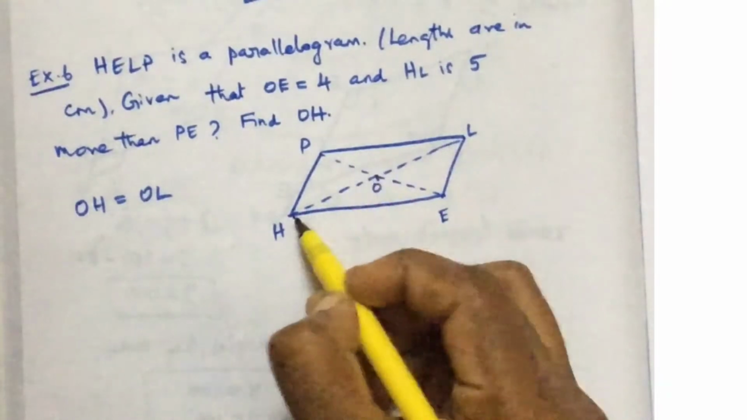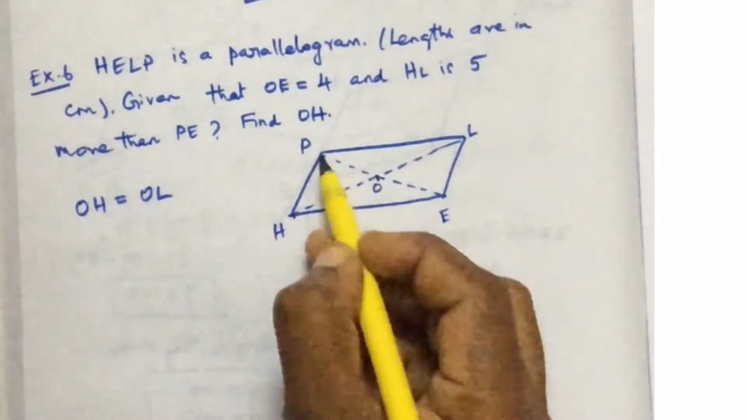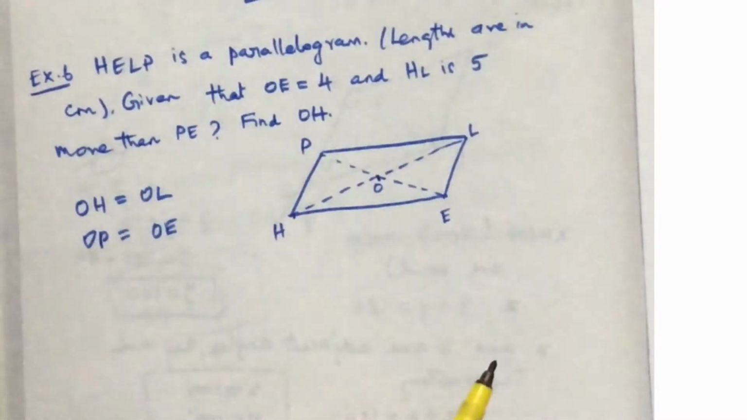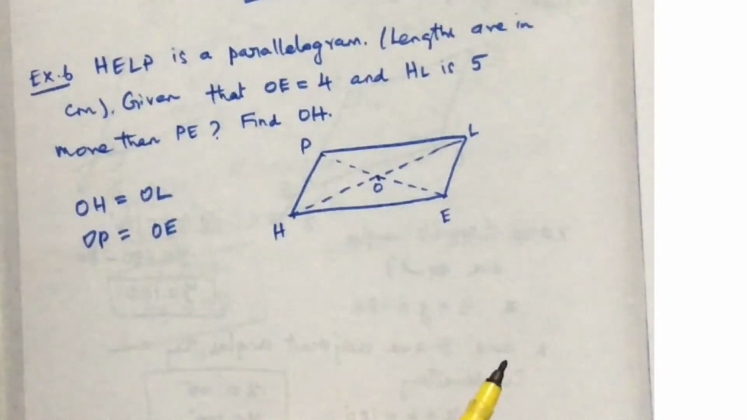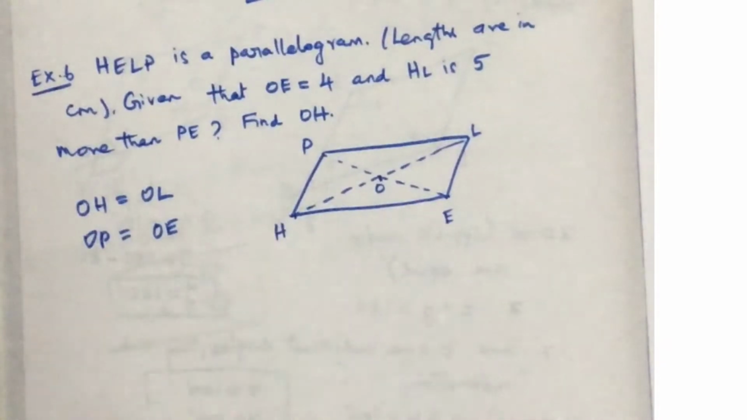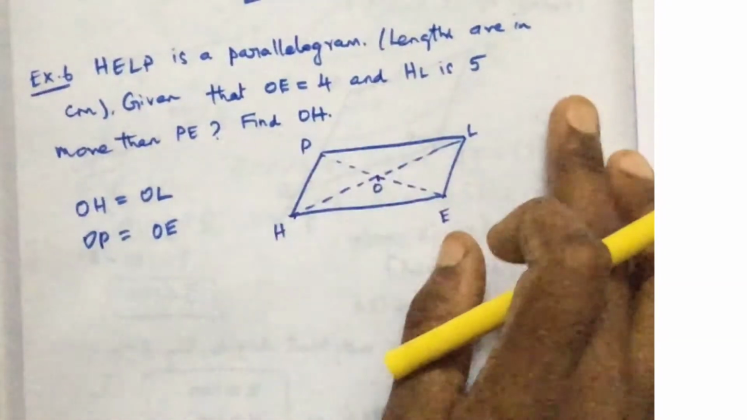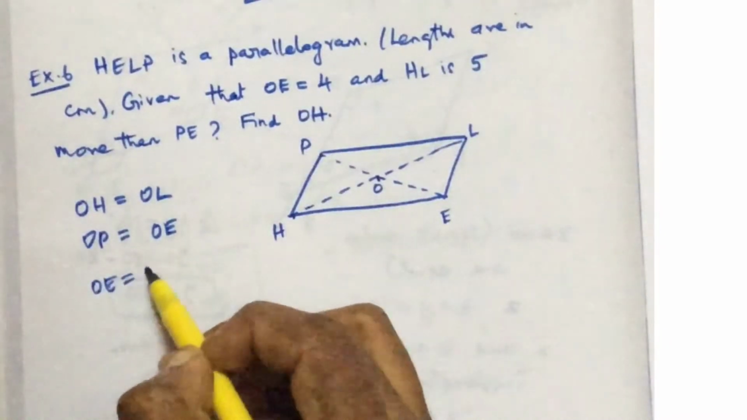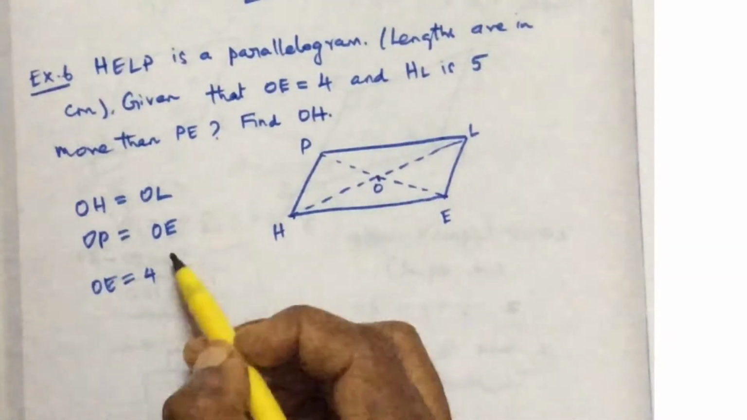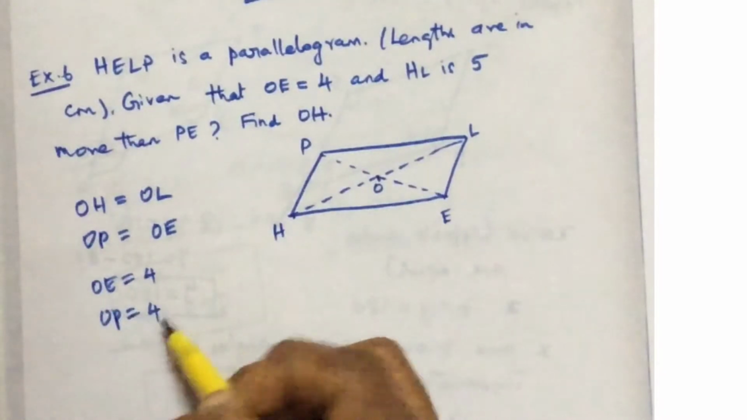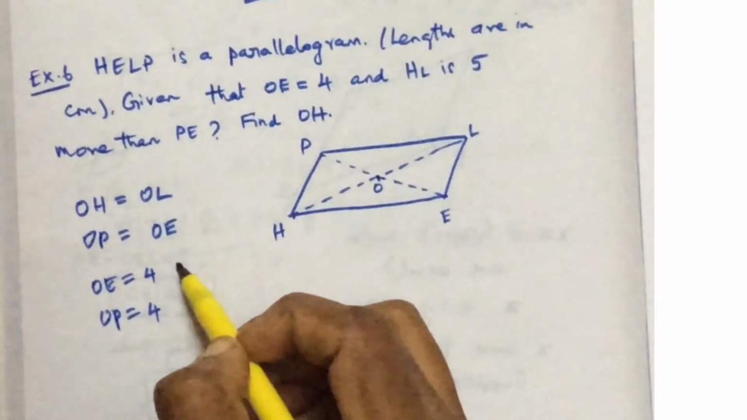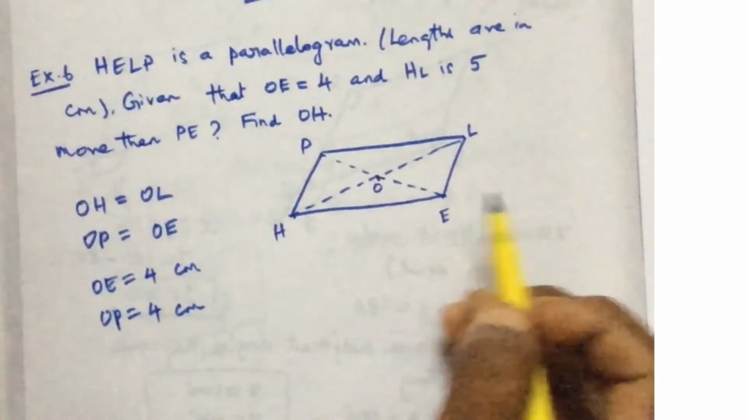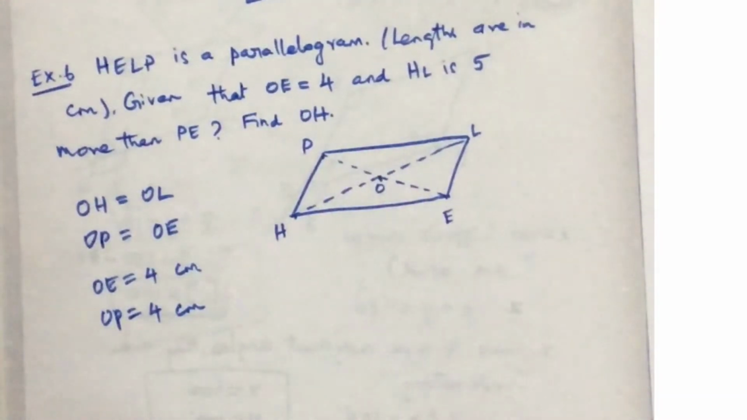This OH is equal to OL and OP is equal to OE, because in a parallelogram the diagonals bisect each other. Using this property we are going to find out. What is given here is OE is 4, which means OP is also 4. Let me write with the units. OE is 4, OP is 4.